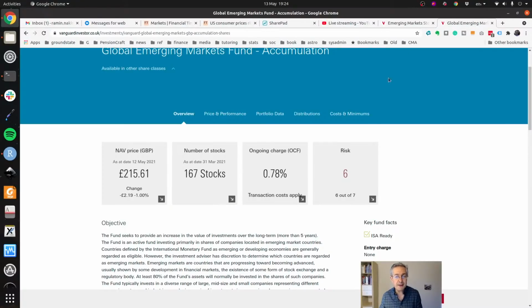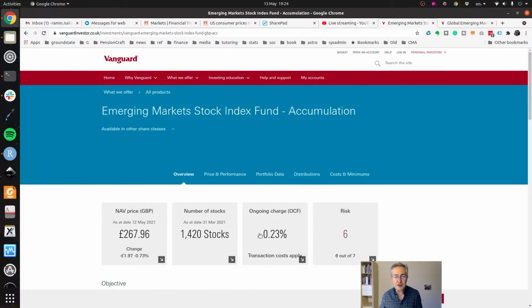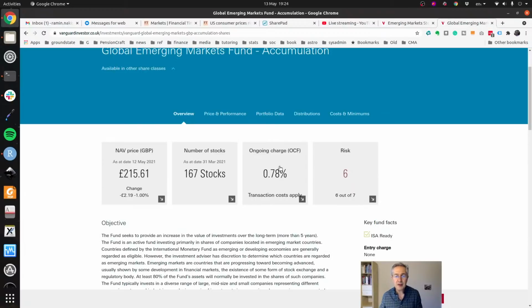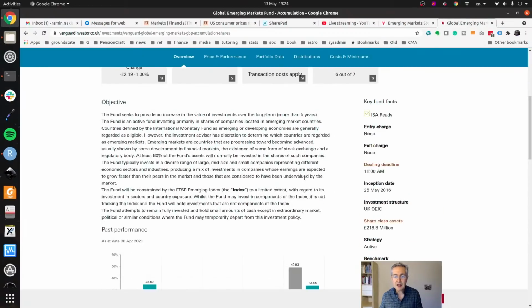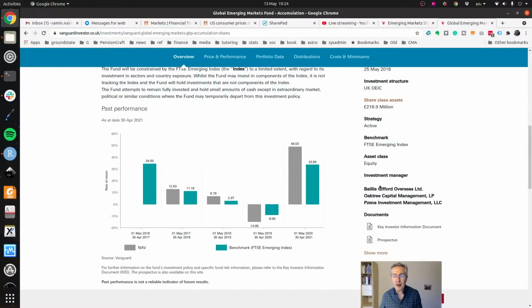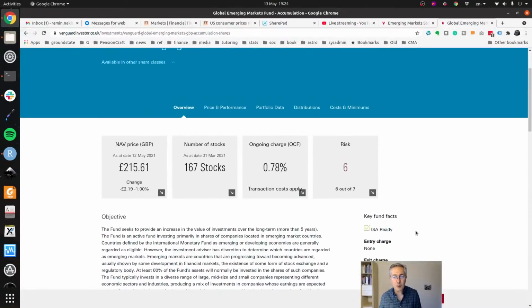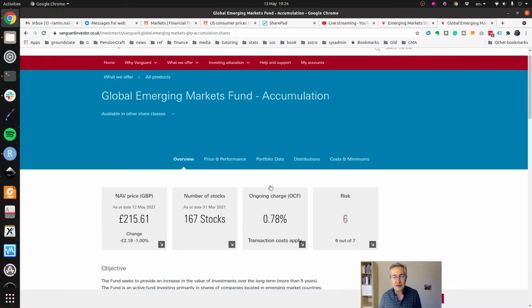I wonder why. Well, that'll be because that's an active fund. So this is 0.23%, the passive one. The active one is 0.78%. And what Vanguard generally does is they farm out the management to active managers. They don't do it themselves. In this case, they've given it to Baillie Gifford, Oaktree Capital, and Zena Investment Management. So presumably they found managers which they trust, and they've done their due diligence, and they think they're worth the 0.78% for that fund.